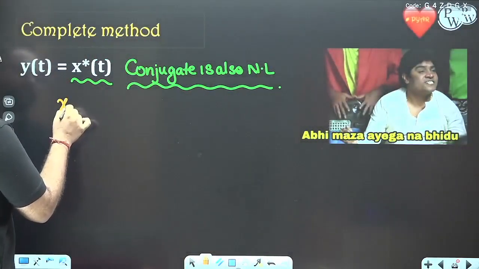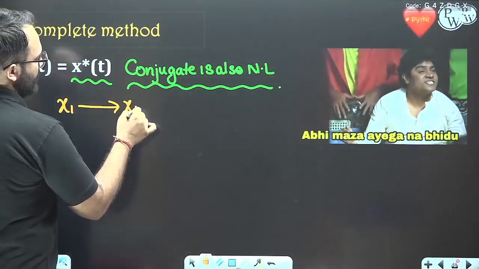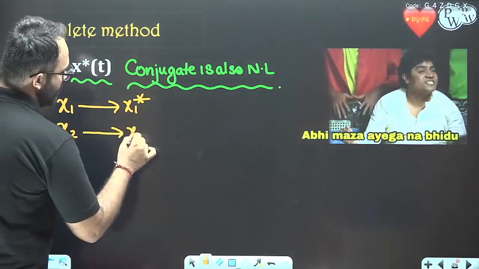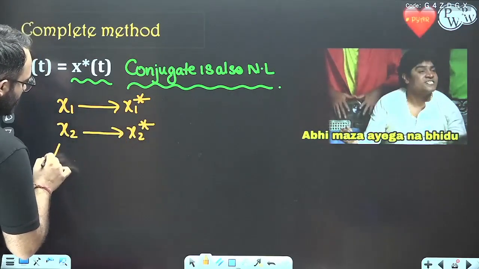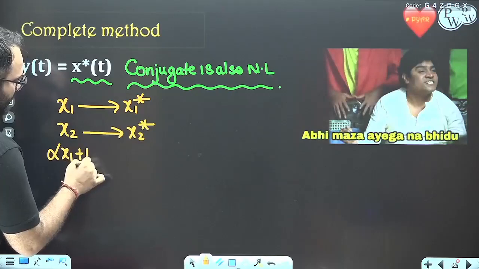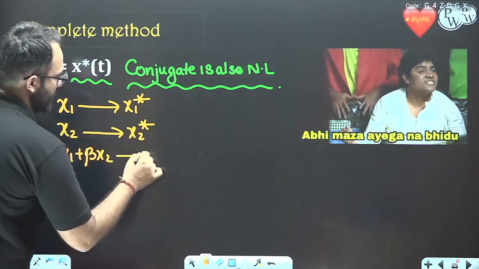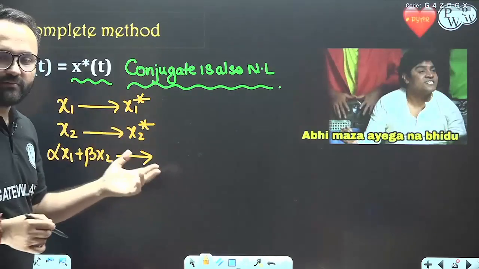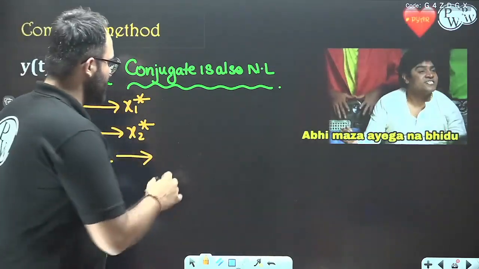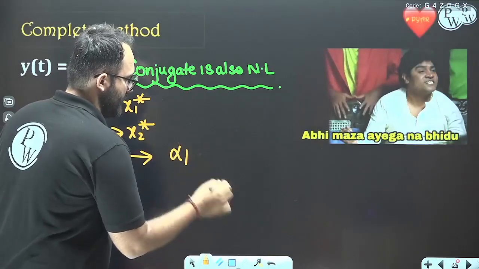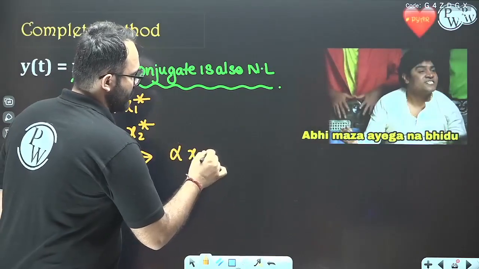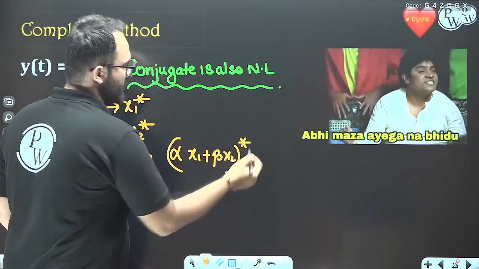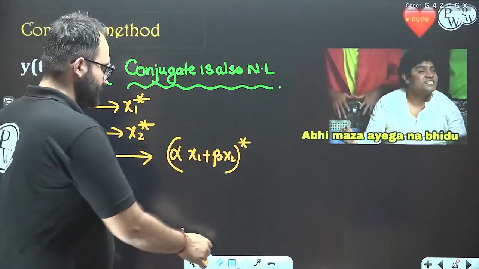Suppose x1 is the input, then x1 conjugate is the output. x2 is the input, x2 conjugate is the output. If we give alpha x1 plus beta x2 as the input, then the output is simply the conjugate of the input, which is alpha x1 plus beta x2, whole conjugate.